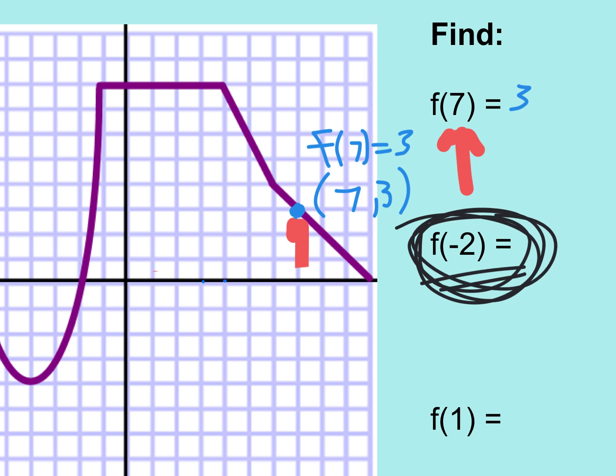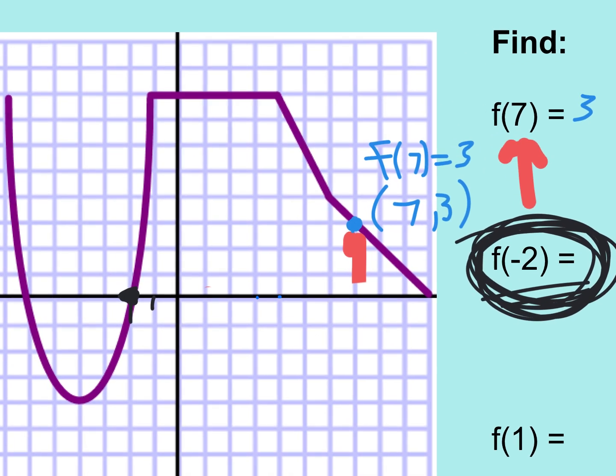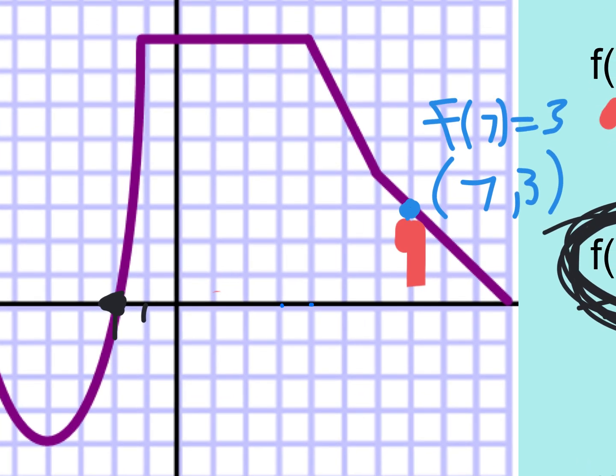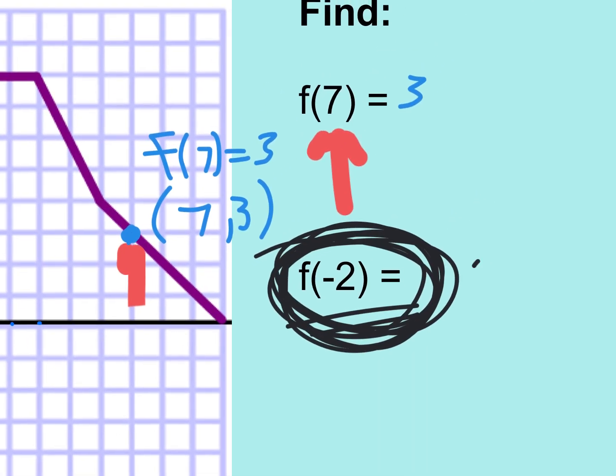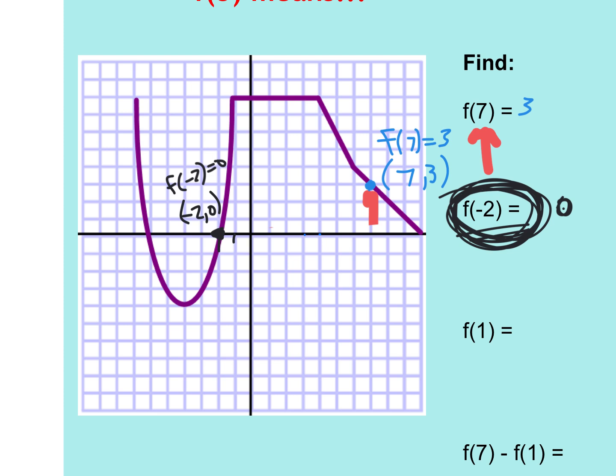Sabrina, what's the x on this one? X is negative 2. So we're going to find x is negative 2. So here's where x is negative 1, and here's where x is negative 2, and there's the spot right there. That spot is negative 2 comma 0. It goes up 0. So negative 2 comma 0 means f of negative 2 is 0. So the answer to this one is 0. All right, f of 1.